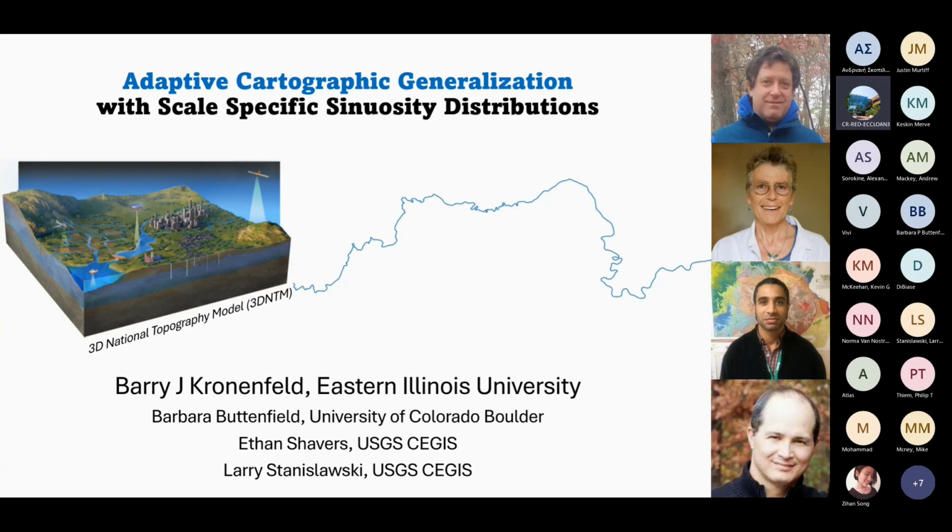So this project is in collaboration with Dr. Barbara Buttonfield at the University of Colorado and Ethan Shavers and Larry Stanislawski at CGIS at the U.S. Geological Survey. And it's adaptive cartographic generalization with scale-specific sinuosity distributions. I should have said adaptive cartographic generalization of hydrographic features of streams and rivers.